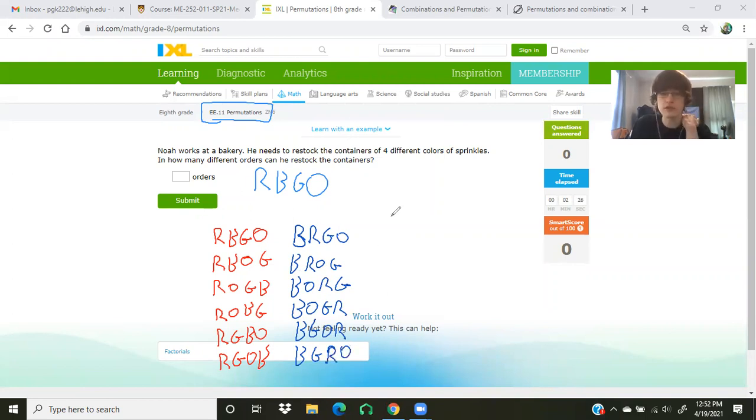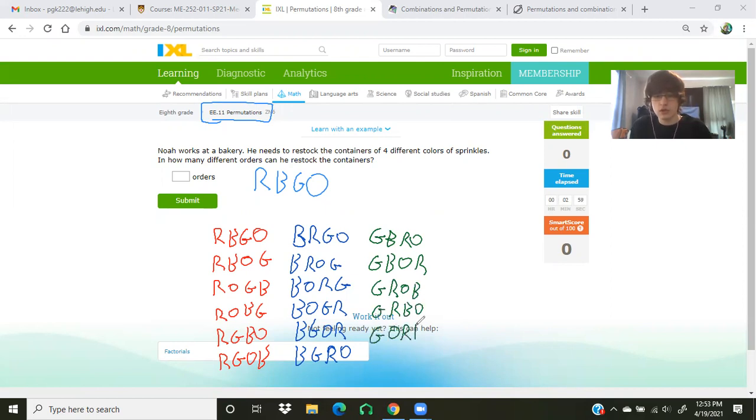So now let's do one that says green. But as you can already see, we already have 12 possible combinations, and this is taking quite a while. But we'll keep going. So we have G, B, R, O, G, B, O, R, G, R, O, B, G, R, B, O, G, O, R, B, G, O, B, R.